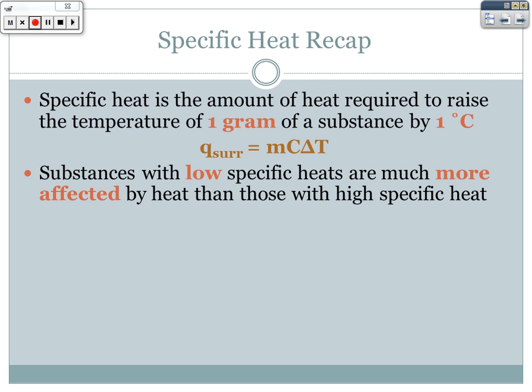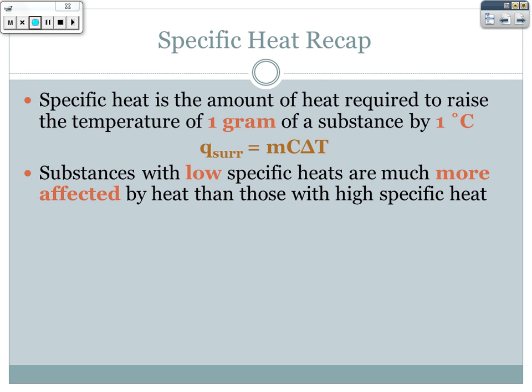Substances with low specific heats are much more affected by heat than those with high specific heats. So what this means is that if you have a low specific heat, say something less than 1, you are going to be affected by temperature more than something with a high specific heat, like water, for example, with a specific heat of 4.18 joules per gram degree Celsius.